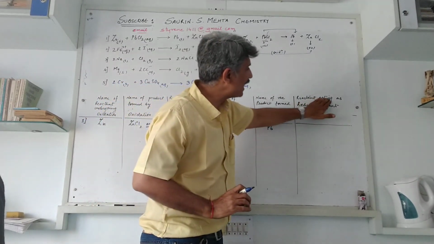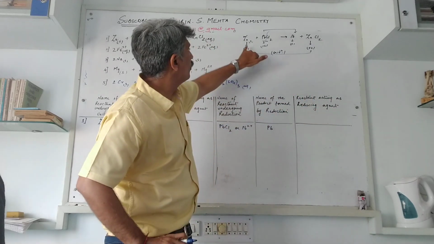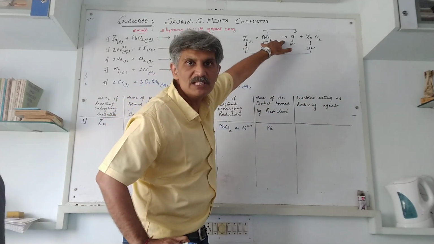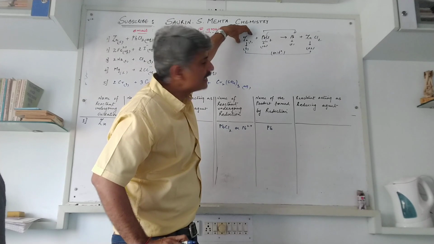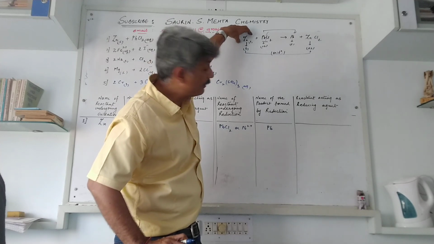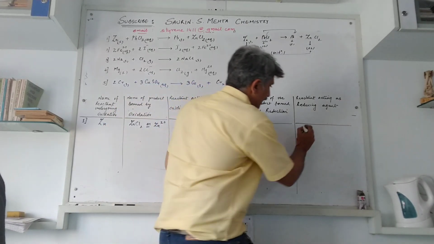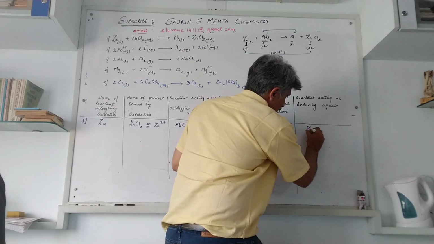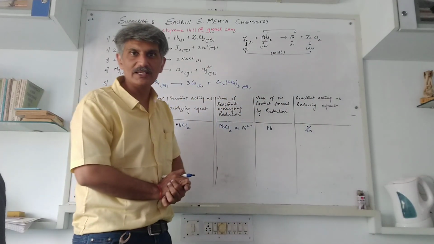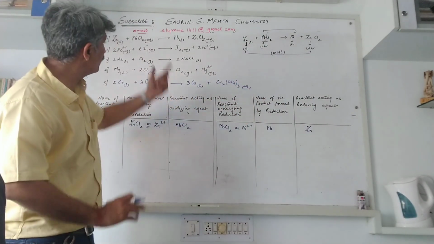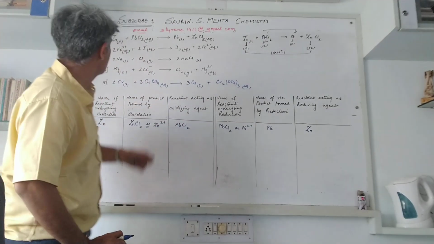Similarly, the reactant acting as a reducing agent. When reduction of PbCl2 to Pb takes place, this is the reactant which is acting as the reducing agent. So I'll write Zn in that column. Do you get the things very clearly? We'll practice repeatedly with different varieties. Let's see the other one.